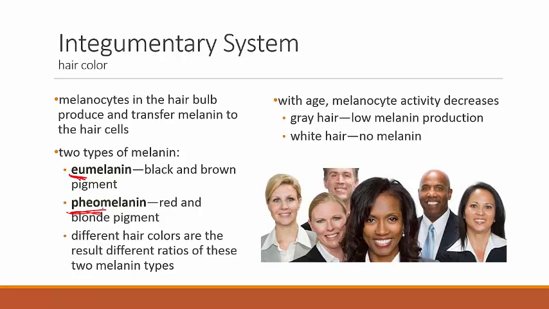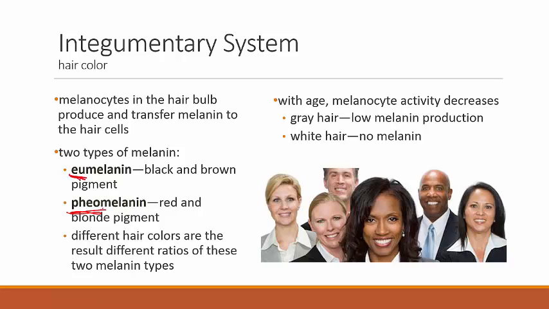And so different hair colors are the results of different ratios of these two melanin types. So our hair cells, or the bulb cells, can produce both pheomelanin and eumelanin. And so folks with really, really dark black hair produce almost entirely eumelanin. Folks with very light blonde and red hair produce almost entirely pheomelanin. And then folks with intermediate colors are producing a blend of eumelanin and pheomelanin in their hair cells.